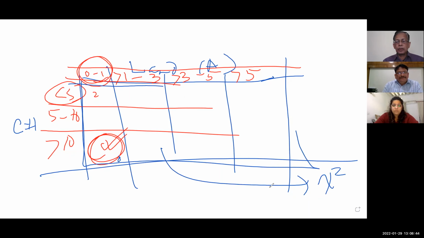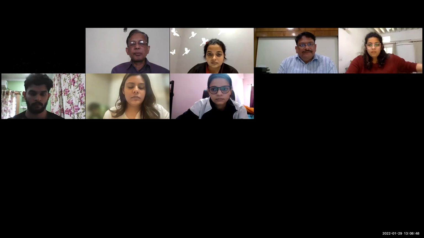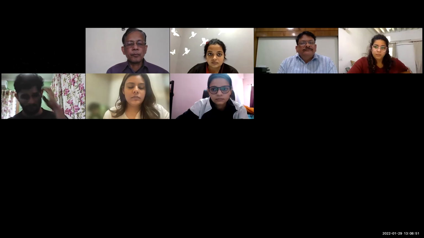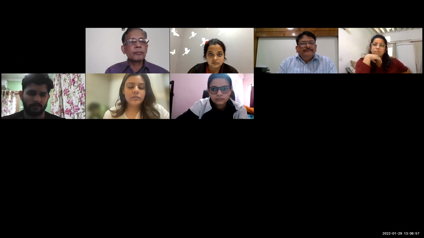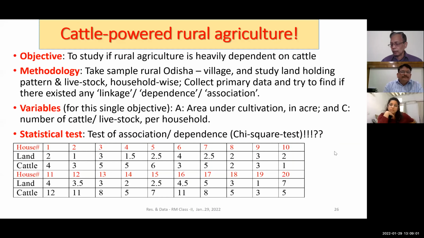So these are some of the basics we should learn. Don't worry, we'll be applying statistical package software. Going back to the question, dependency of cattle on agriculture, I'm trying to understand the two tables. One is the income table and then the land versus cattle table. How does that correlate to a conclusion?